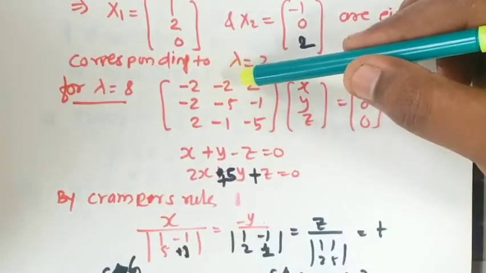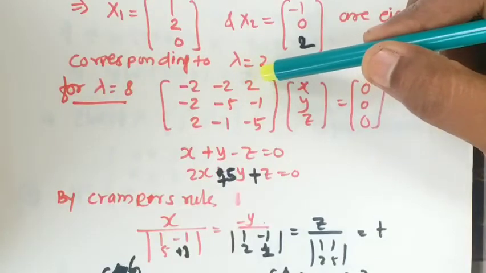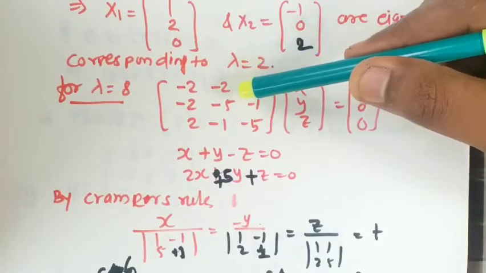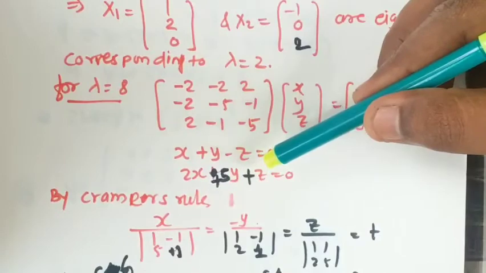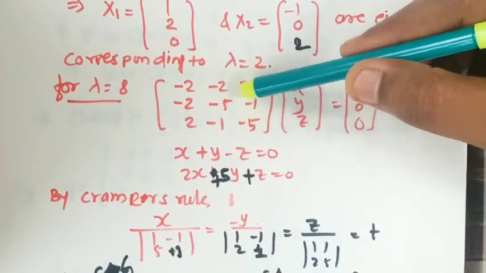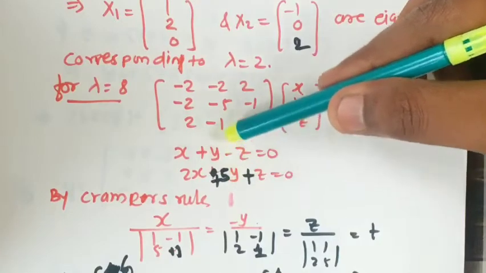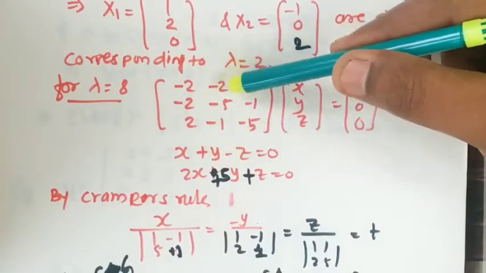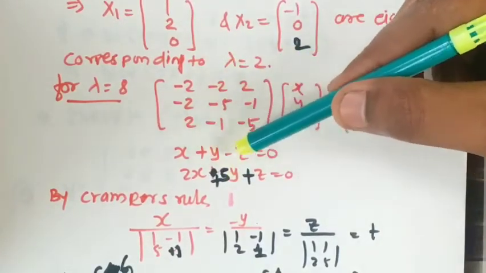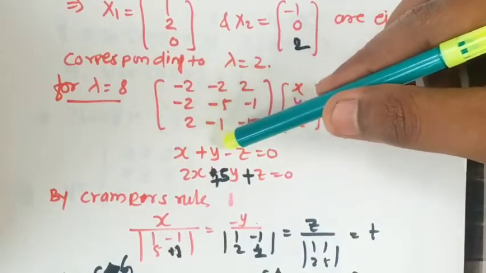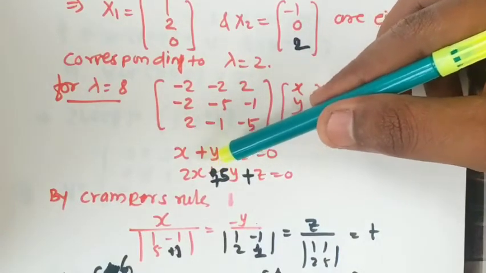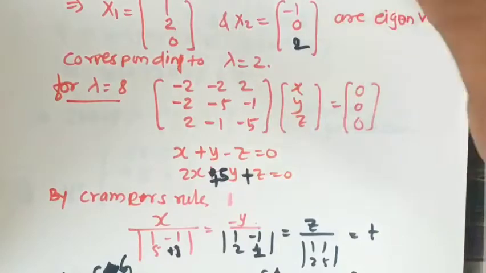Now consider any two rows. Definitely this matrix is going to give us two equations. So consider any two rows which give us distinct equations. If you consider any two rows out of three, first and third, or first and second, we'll get two equations. I have taken the first and second rows. The first row gives us the equation x plus y minus z, and the second row gives us the equation 2x plus 5y plus z equal to 0.